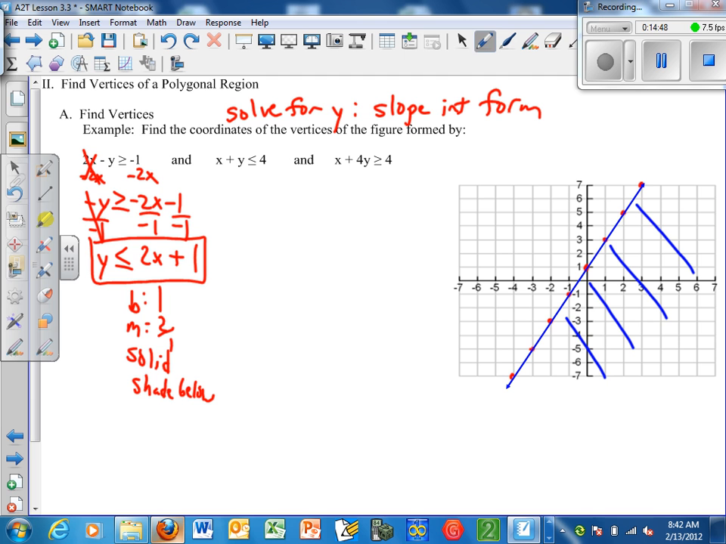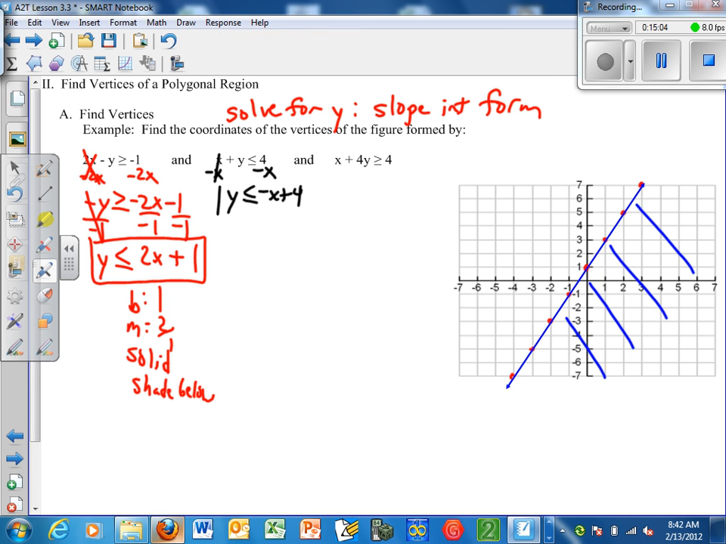Okay, let's do the second one. Let's do black. Here, if I'm going to solve this one for y, I subtract x. So y, positive y, we don't have to divide, it's going to already be solved for y here. So negative x plus 4. So there is that one. So just one step to solve that.